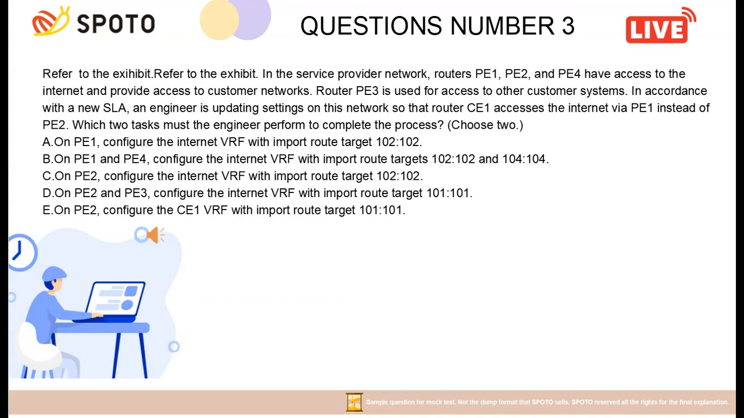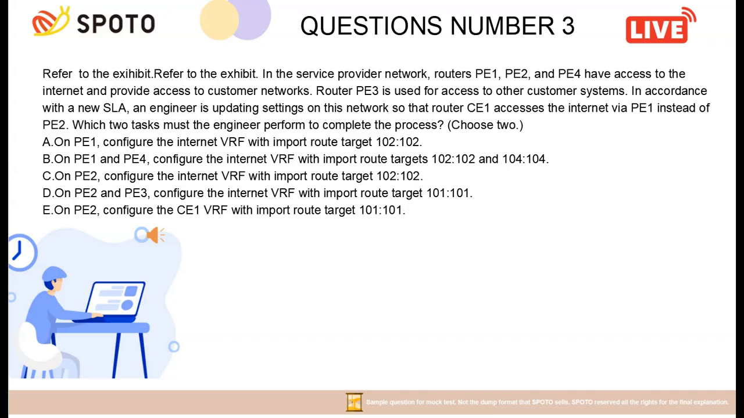Question 3. Refer to the exhibit. In the service provider network, routers PE1, PE2, and PE4 have access to the internet and provide access to customer networks. Router PE3 is used for access to other customer systems. In accordance with the new SLA, an engineer is updating settings on this network so that router CE1 accesses the internet via PE1 instead of PE2. Which two tasks must the engineer perform to complete the process?